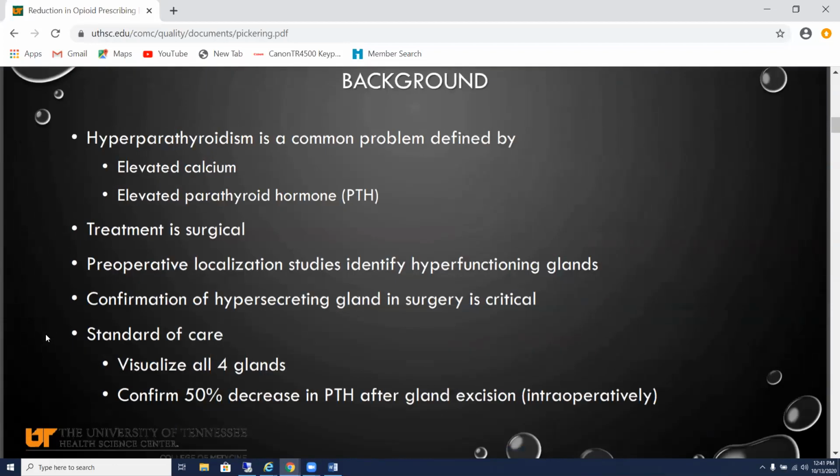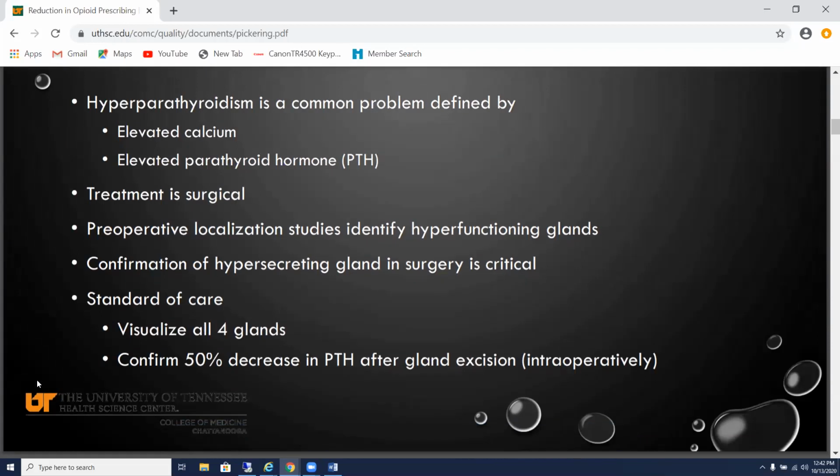So a little bit of background. The diagnosis of hyperparathyroidism is relatively simple. It's a common problem. Really, if you have elevated calcium and elevated parathyroid hormone levels on your laboratory workup, you have your diagnosis. The treatment is primarily surgical. We use preoperative studies to try to identify the hyperfunctioning parathyroid glands. It usually consists of an ultrasound and sometimes a sestamibi scan. It's very critical to confirm that you are resecting the hypersecreting gland in surgery. And the standard of care here is to visualize all 4 glands and to confirm that you resected the right gland by documenting a 50% decrease in the parathyroid hormone level after you excise it.